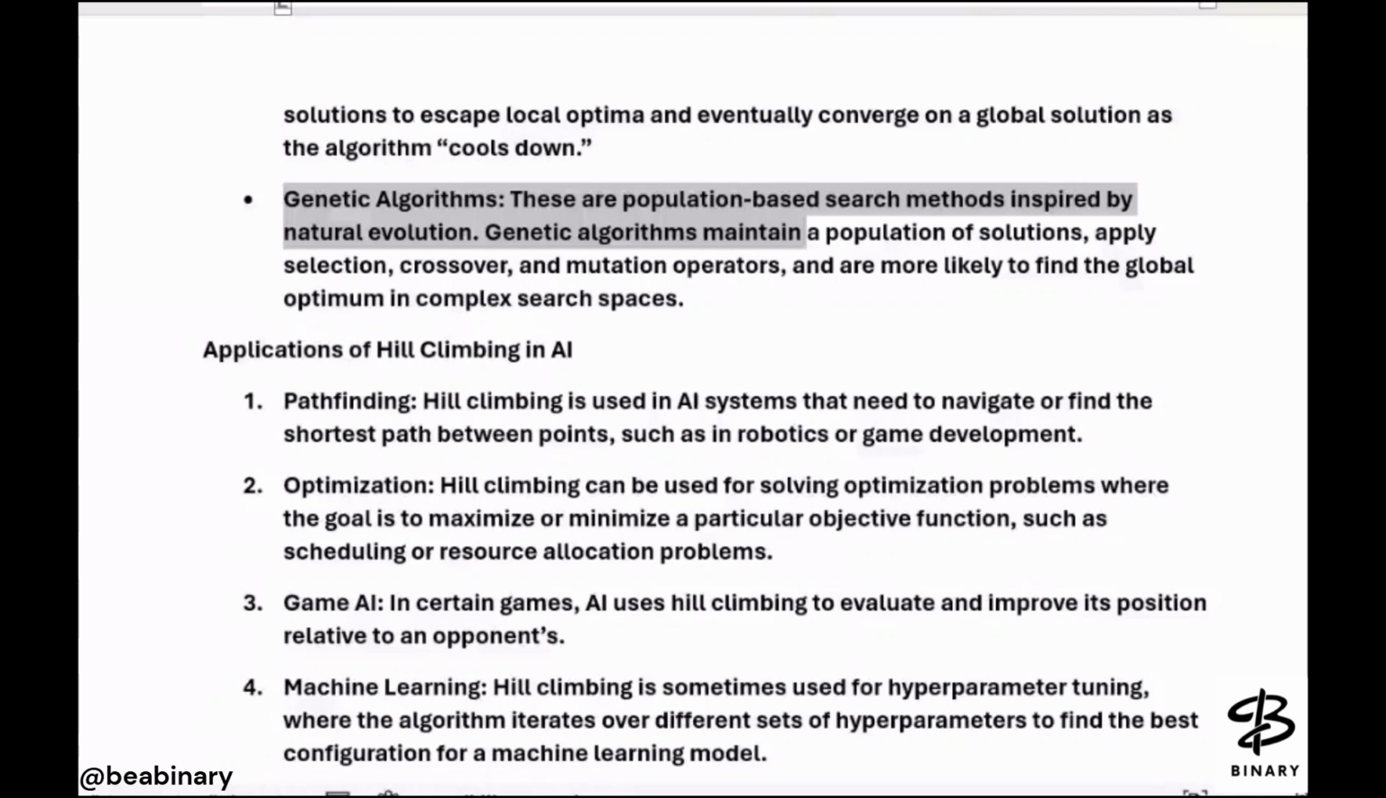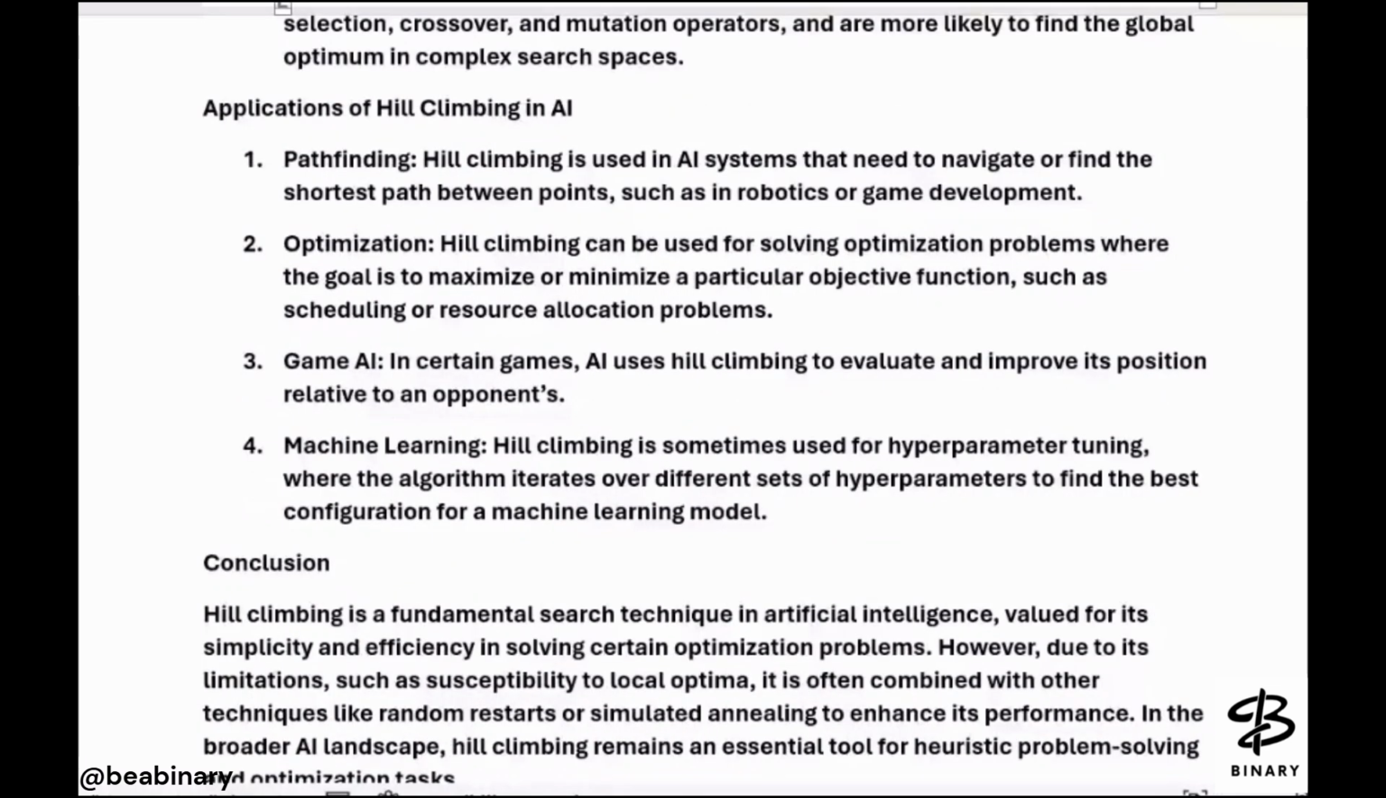So what are the applications where we can use the hill climbing algorithm? We are just closing the hill climbing topic of our yesterday's session. Pathfinding, optimization, game AI, game artificial intelligence, and machine learning are the applications. How pathfinding? Pathfinding is when we need to find the shortest path between two points, from the initial state to the goal state, such as in robotics or game development. So hill climbing is used in various AI systems that need to navigate or find the shortest path between points, such as in robotics or game development.